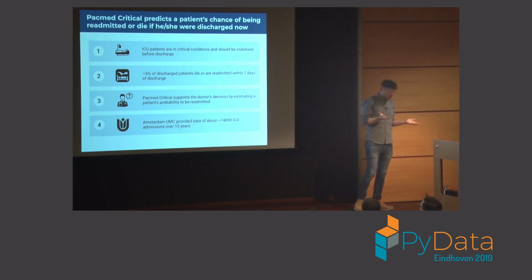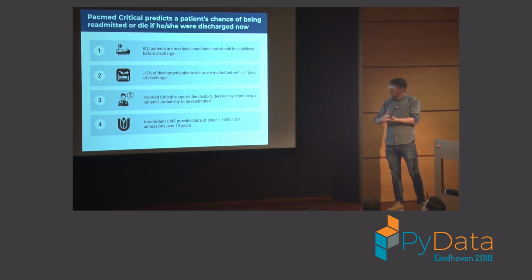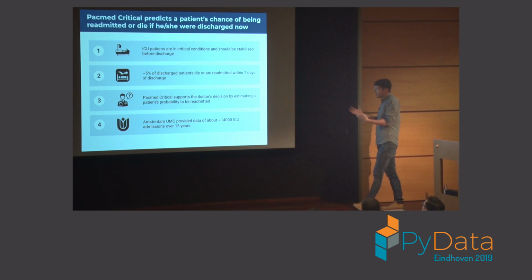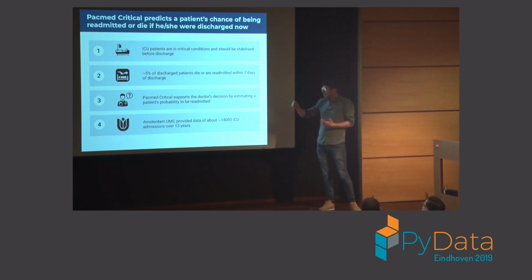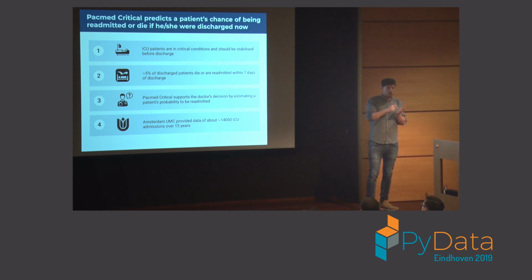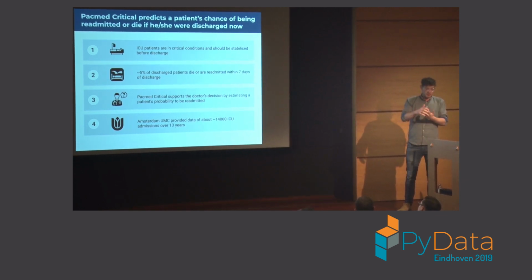These have, of course, negative outcomes that could arguably be prevented if you delay the moment of the discharge a little bit. And that's what PacMed Critical wants to do. We want to use all the data gathered from patients during their stay in the intensive care unit to predict the probability for that patient to either come back or die if you were to discharge that patient right now. And just for simplicity, from now on, I'm just going to say probability of readmission, but what I really mean is either readmission or death.